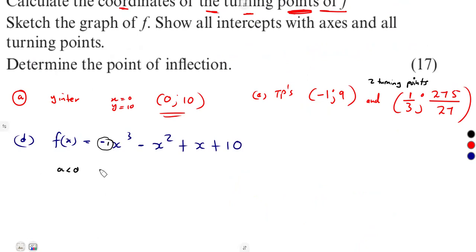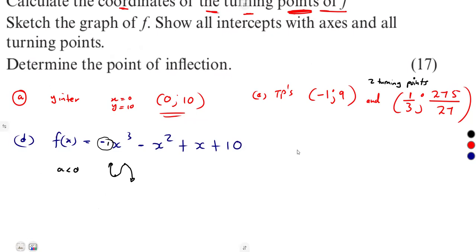So guys, you are supposed to be very, very careful in your presentation. Our shape is going to be like this with two turning points, turning point, turning point. So that is for the shape.